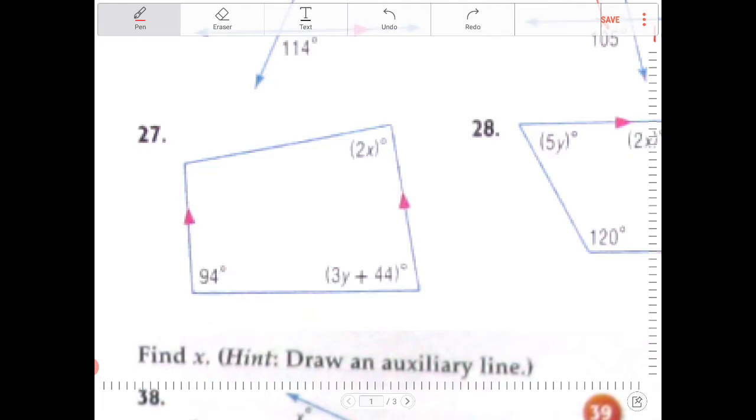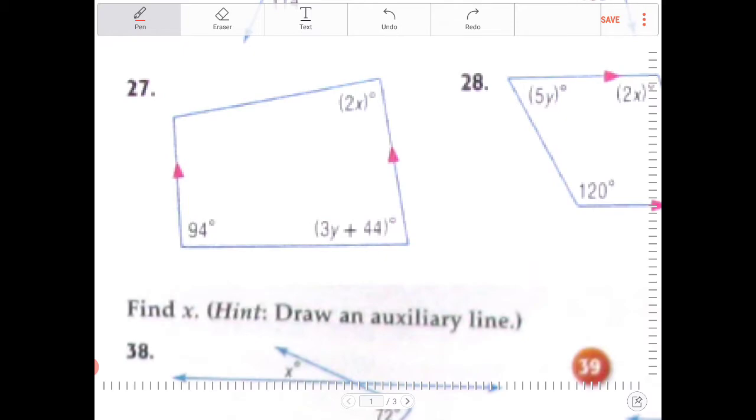Well, since I know that these two are consecutive interior, I can then say that these two add up to 180. So 94 plus 3y plus 44 is equal to 180. So now I can combine like terms to get 3y plus 138 is equal to 180. Minus 138, I end up with 42. So 3y is equal to 42, or y is equal to 14.